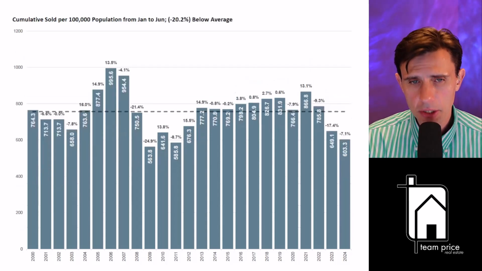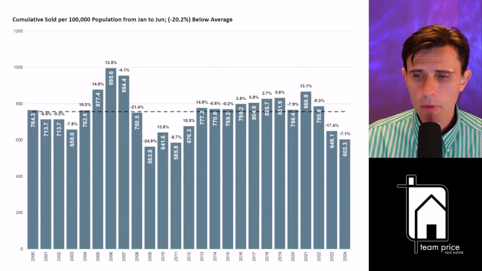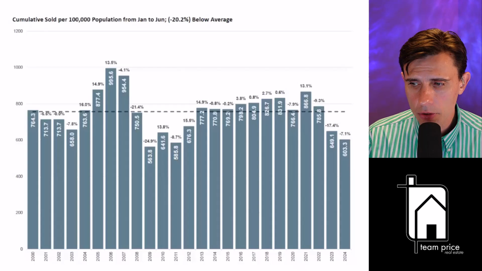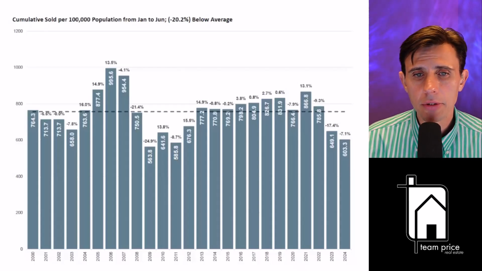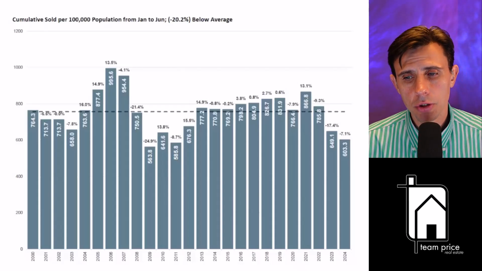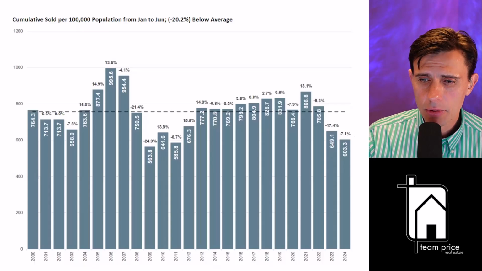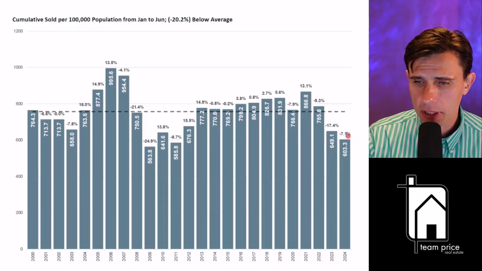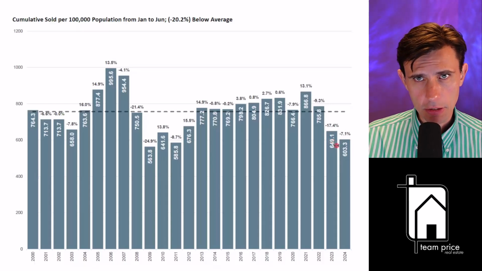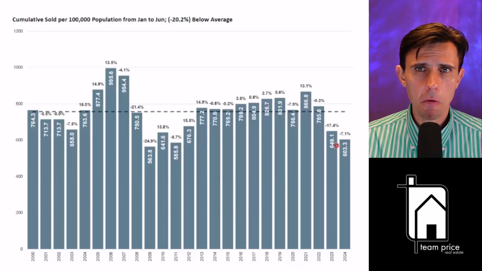On the cumulative side of things, when you account for population, 603.3 properties have closed per 100,000 people, cumulative from January all the way to June. That is down 20.2%, down 7.1% compared to last year. We're not going to beat last year. When you look at everything that is pending, a property does not close if it doesn't go pending.